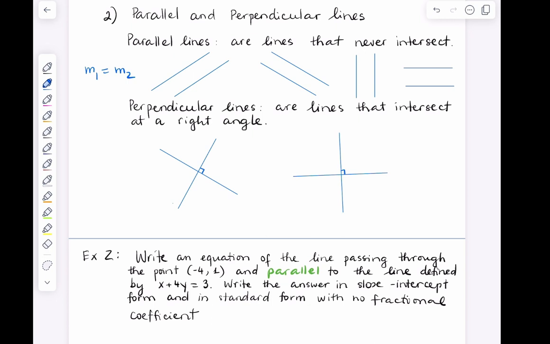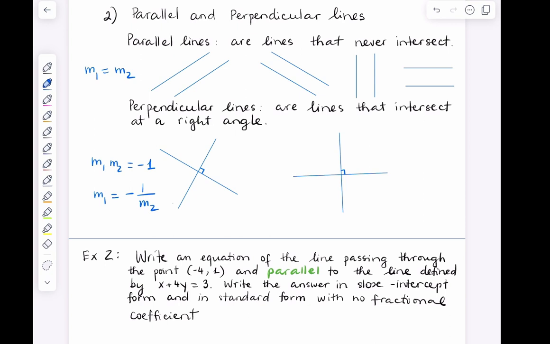In terms of slope, two perpendicular lines will have slopes with a product equal to -1. So when you multiply the two slopes together, you get -1. That's one way to think about it. You can also think of it as one slope being equal to the negative reciprocal of the other slope.